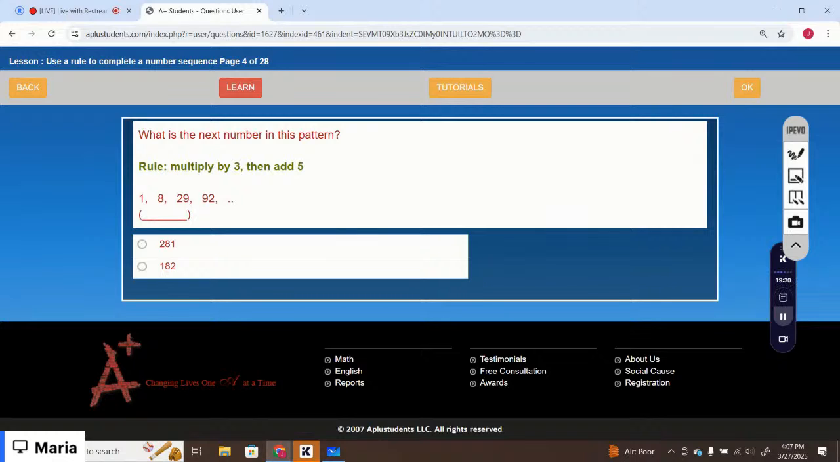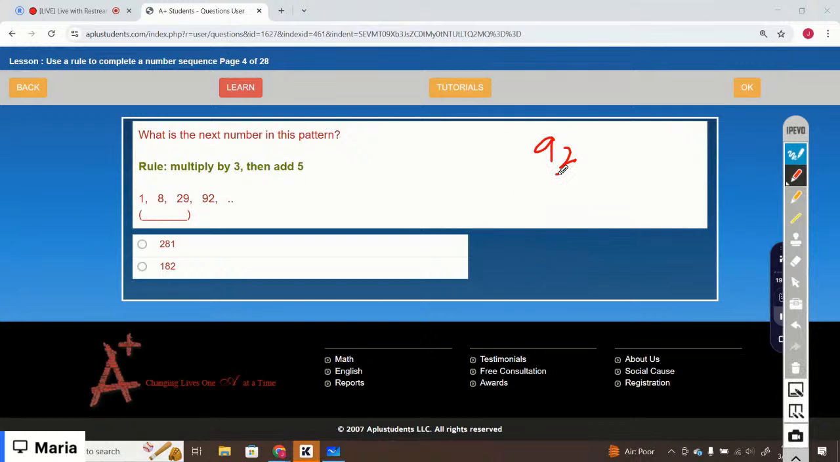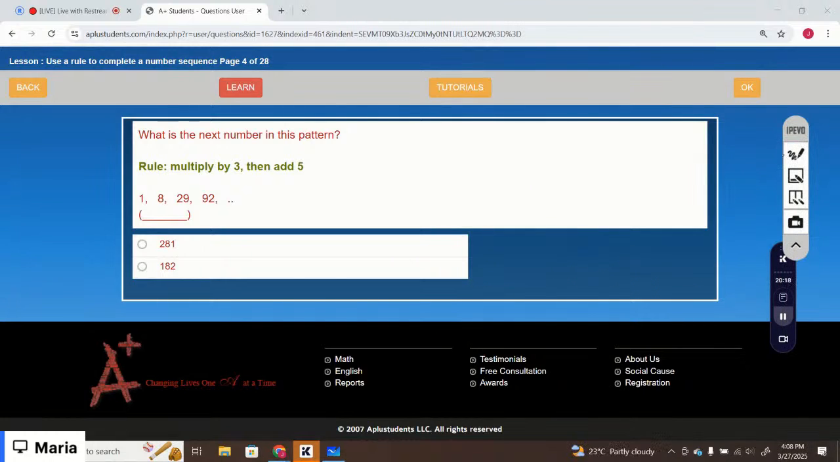What is the next number in the pattern? Multiply by 3 and add 5. So which is the next one? Option number 1 is the correct option.